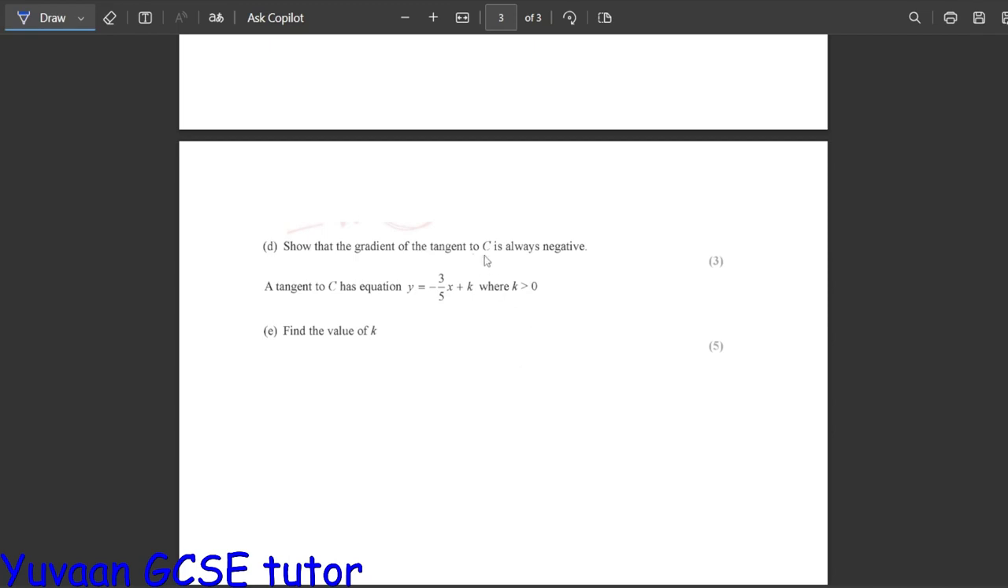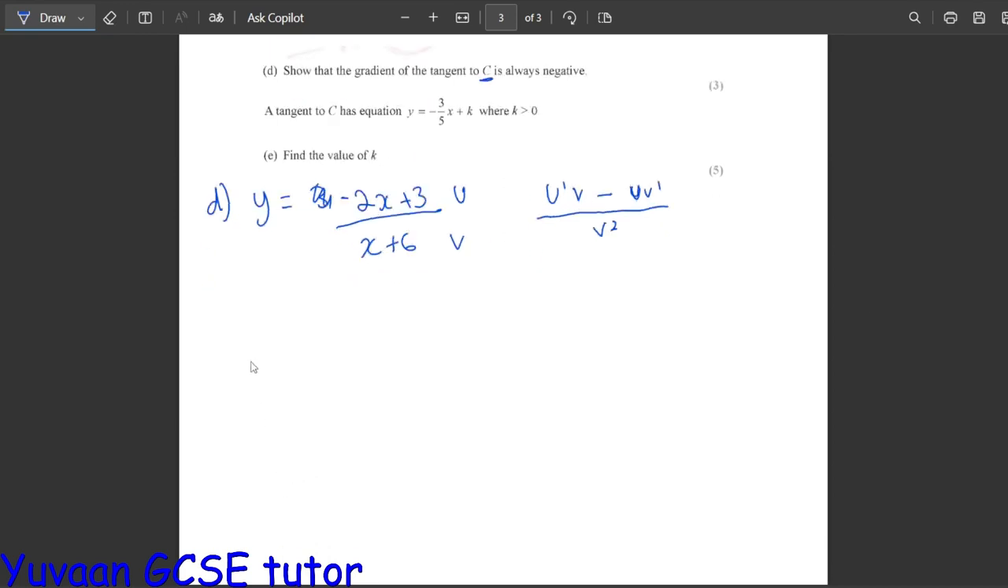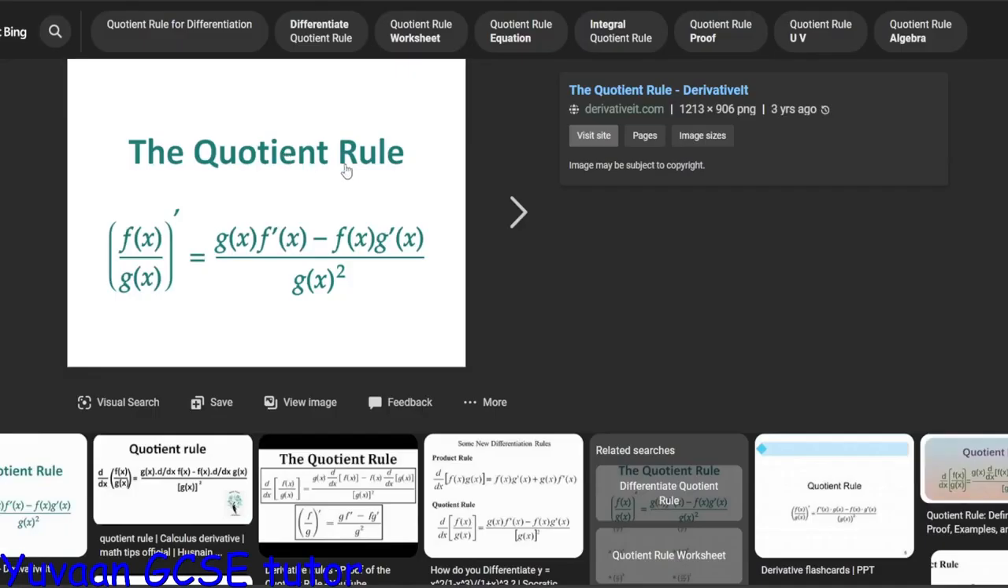Show that the gradient of the tangent to C is always negative. So guys, here what we have to do is differentiate to find the gradient function. Since it's an algebraic fraction, we have to use the quotient rule, and I have added the quotient rule formula here. This is also the quotient rule formula.